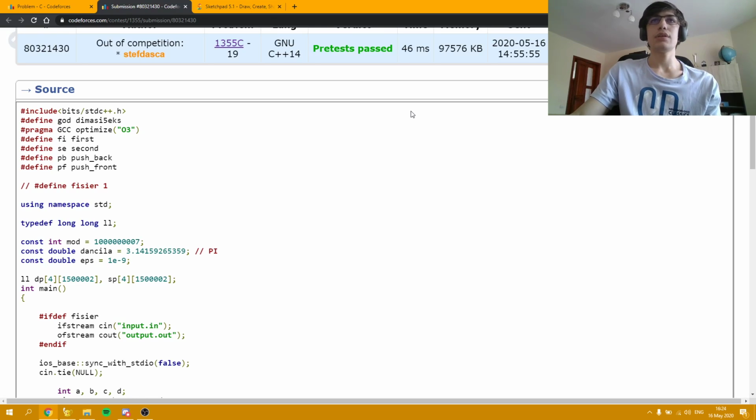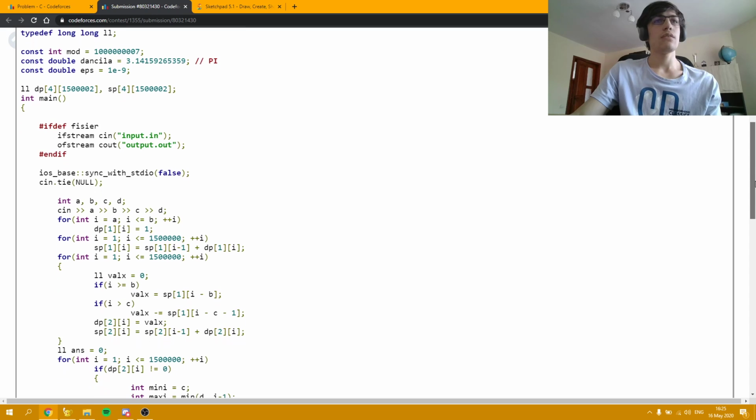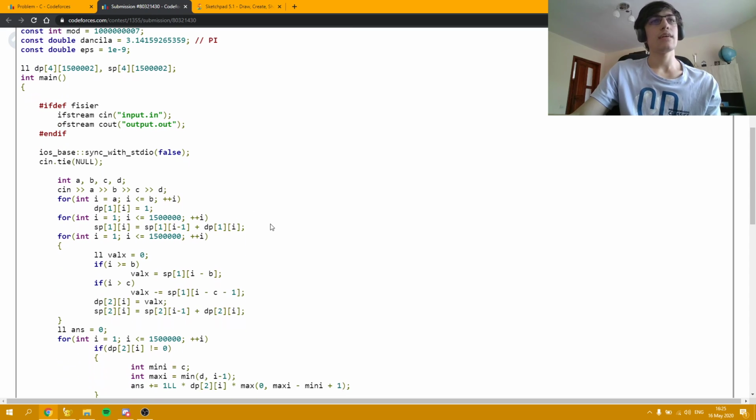As you can see here, I got pretests passed 20 minutes after the start of the contest, and my recurrence looks like this. In the first part, I'm fixing 1 to all the positions between A and B, and then I create the prefix sums for the first line. Why is the second dimension equal to 1,500,000? Since the constraints are up to 500,000, we must consider the worst case, where all the sides are equal to 500,000. So this gives us a sum equal to 1,500,000. And this is what I'm going to use in the for loops.